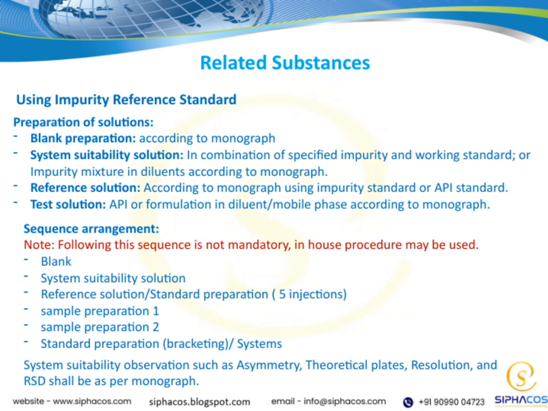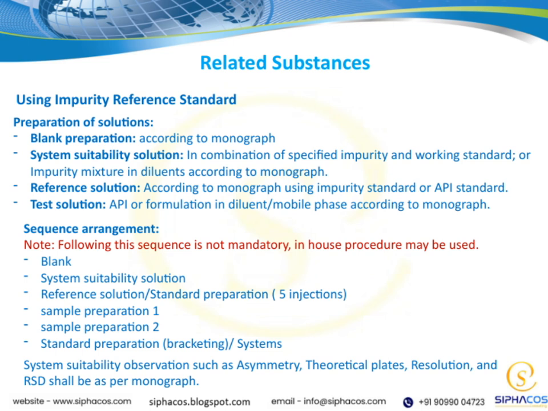Now, let's touch on solution preparation specifics. The blank should be prepared exactly as described in the monograph to serve as our control. The system suitability solution is prepared by mixing the specified impurity with the working standard or impurity mixture in diluents, ensuring it closely mimics the actual sample matrix. The reference solution should be prepared following the monograph, typically using impurity standards or the API standard to provide a benchmark for comparison. And finally, the test solution, whether it's the API or the formulation, is prepared in the diluent or mobile phase per the monograph instructions.